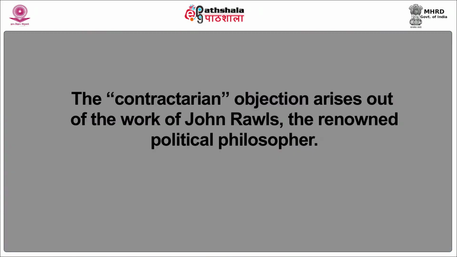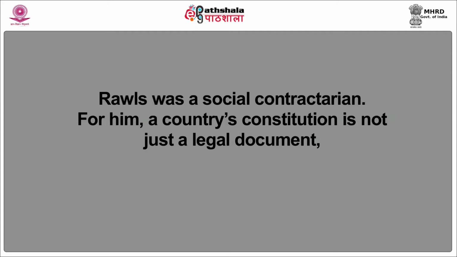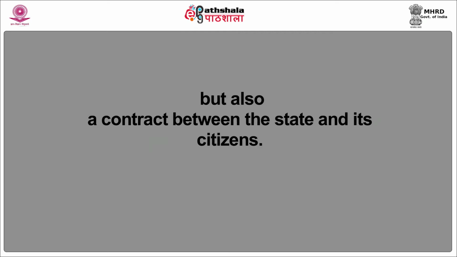The second objection is the contractarian objection. The contractarian objection arises out of the work of John Rawls, the renowned political philosopher. Rawls was a social contractarian. For him, a country's constitution is not just a legal document, but also a contract between the state and its citizens. He articulated this relationship through his liberal principle of legitimacy.